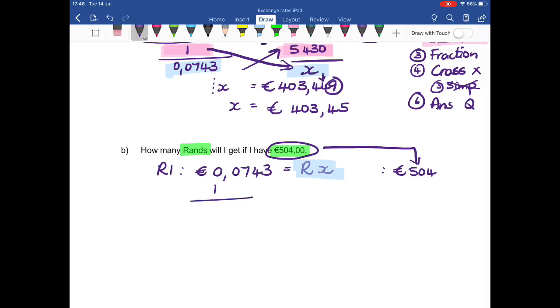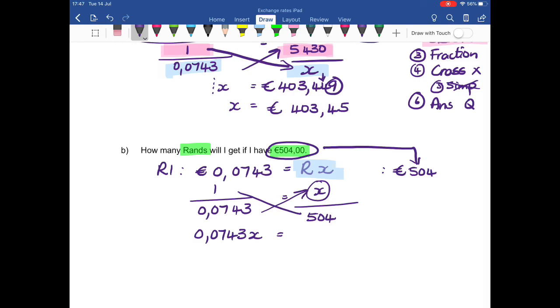The next thing is fraction form. 0,0743 equals X over 504. I cross multiply. I always look for my X. So I'm going to say X times that will give me 0,0743X equals 1 times 504 is 504. X has a coefficient, so I have to divide by the coefficient 0,0743, because then that will cancel, but what I do to the one side I've got to do to the other side.